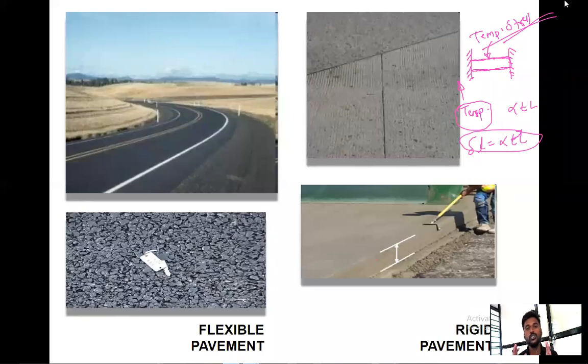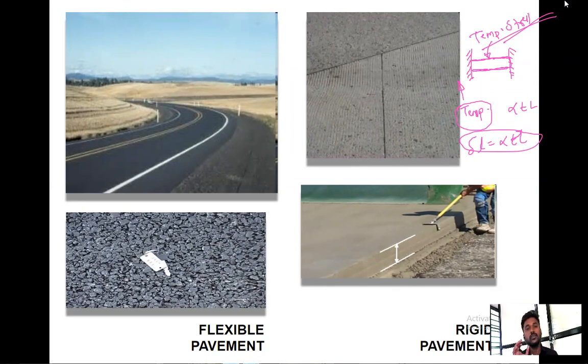Due to this, what will happen? Stresses will be induced in the rod. Likewise, the same application applies to the road also, because the road is rigid here. If we consider the flexible pavement, there the pavement is flexible. It can elongate or accumulate because it has some flexibility. That's why it is called flexible pavement.